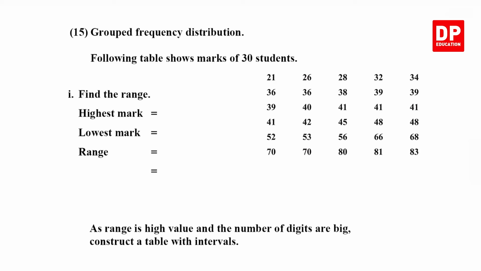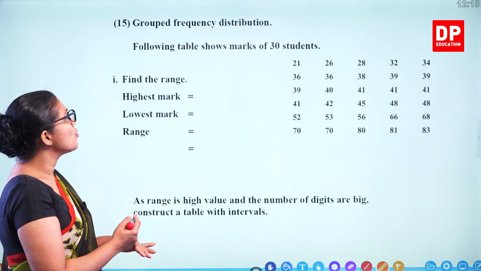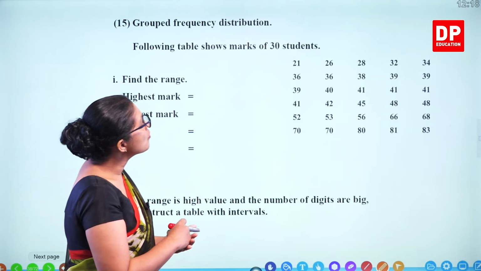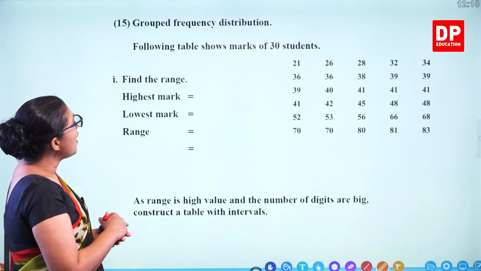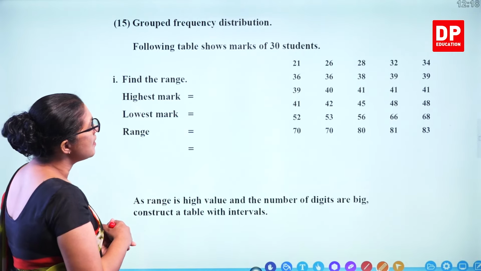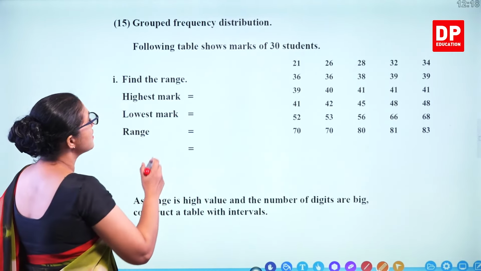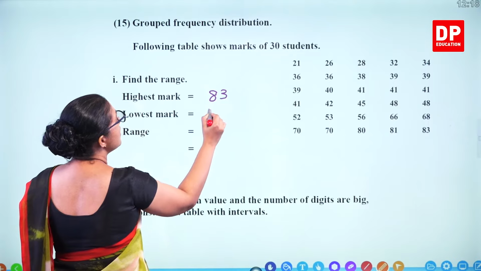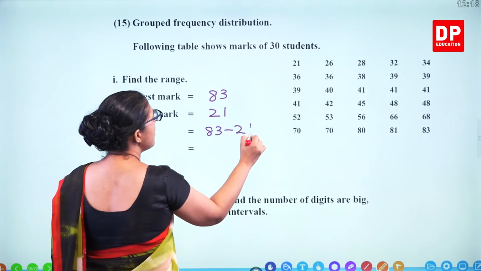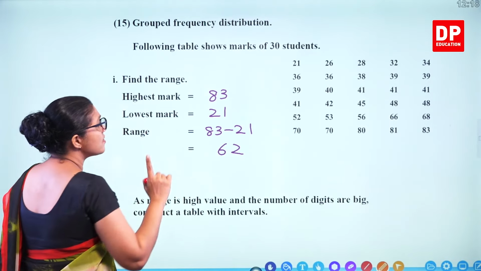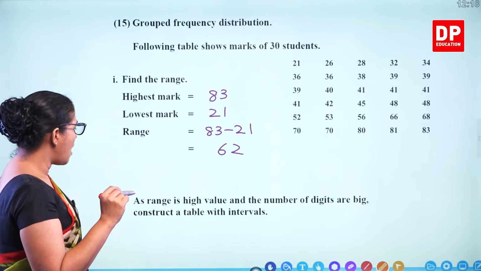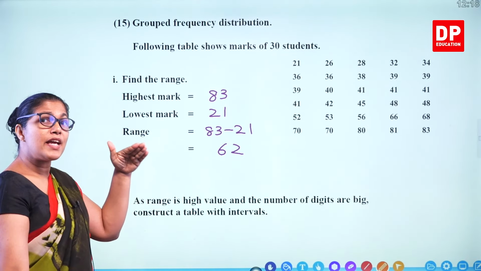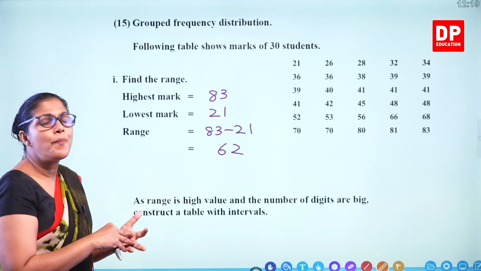Grouped frequency distribution. So far we did ungrouped frequency distribution. How do we make a grouped frequency distribution? Look at this one. The following table shows marks of 30 students. If you are finding the range, we see that 21 is the lowest and the highest is 83. When you take the range, you get 62. That's a large number. Otherwise you get 62 different numbers, like a big table. So to reduce that, we are grouping numbers.